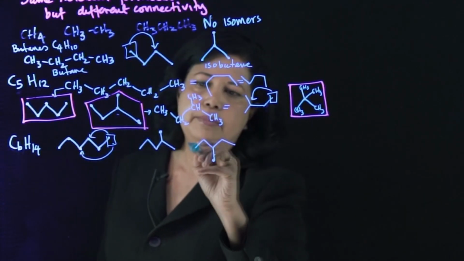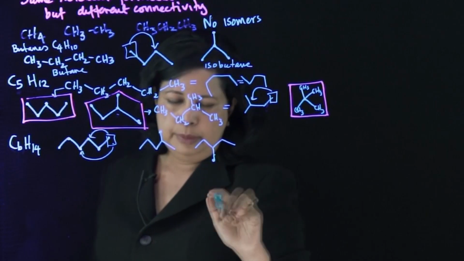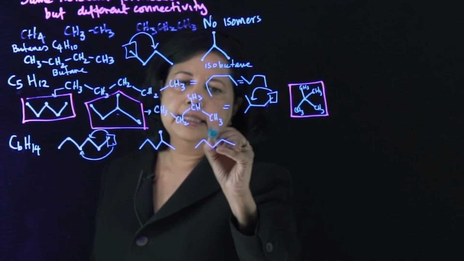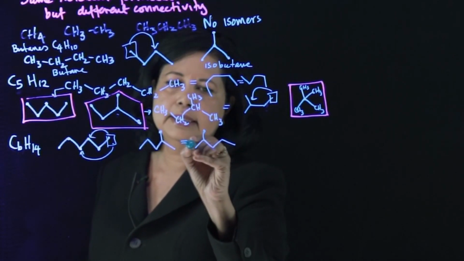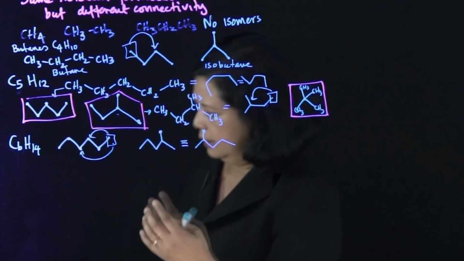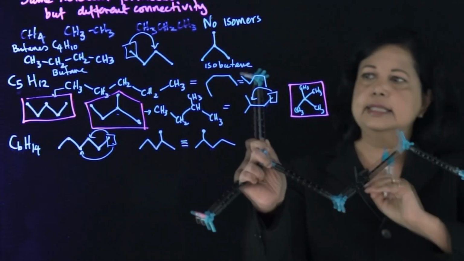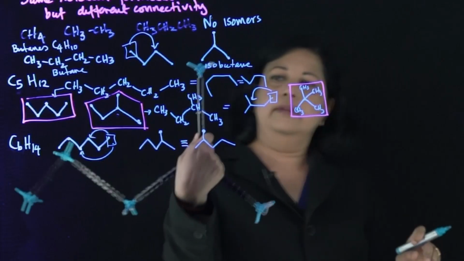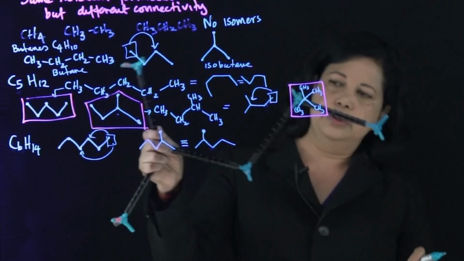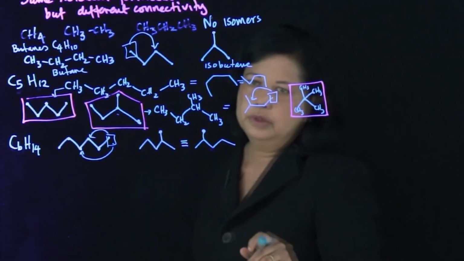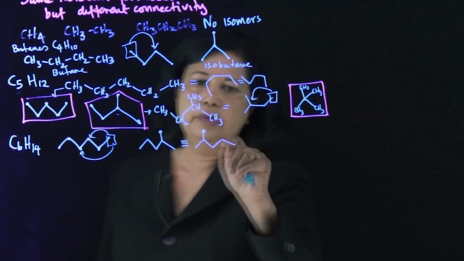Now you might think, why don't we take this and move it here? But as I said before, that is going to be the same as this. This is the same as this. It's just rotated, just like taking this and rotating it. We're not doing rotamers. We're doing constitutional isomers. You have to break the very backbone and reform it.